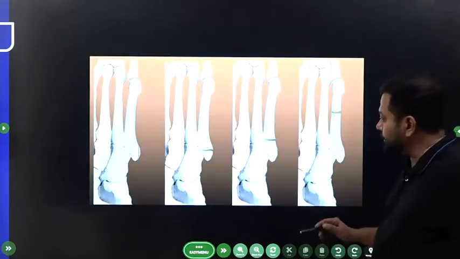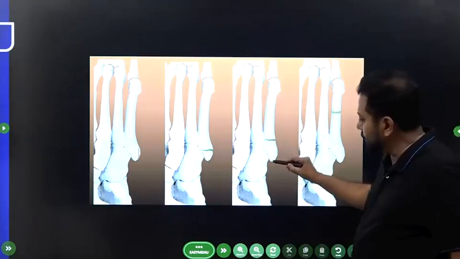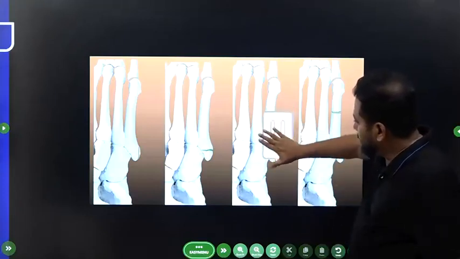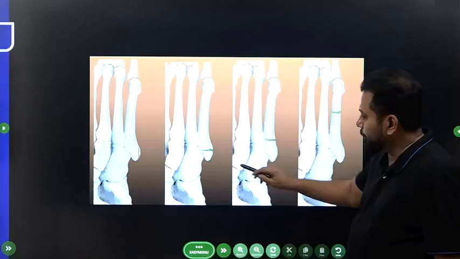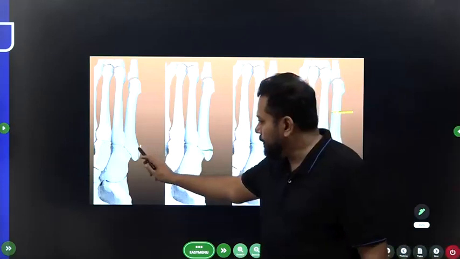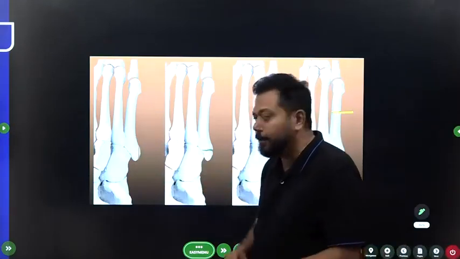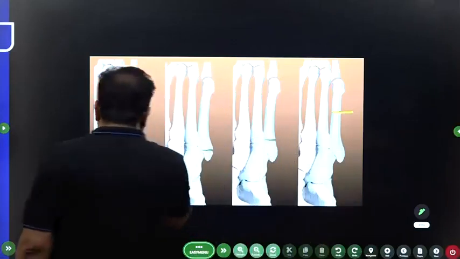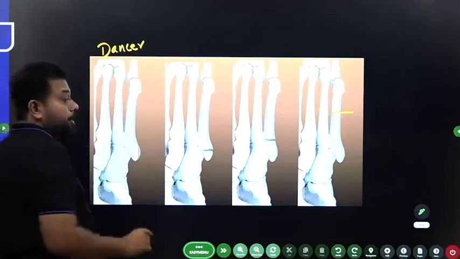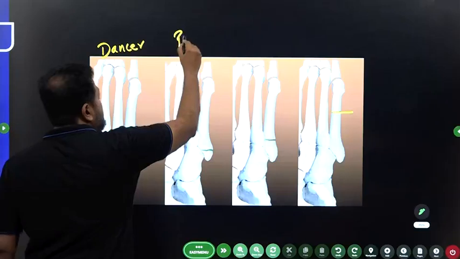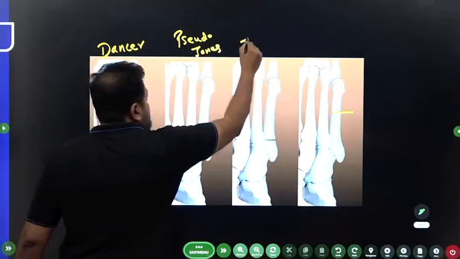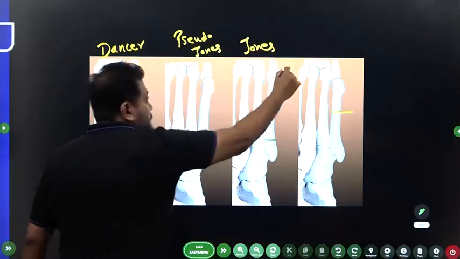Look at these diagrams. You see classical Jones. This is the tuberosity, 1.5 centimeter from the tuberosity. This is called a Jones fracture. This is very close, pseudo Jones fracture. This is a March fracture. This is called, the tuberosity tip is avulsed, no? This is called dancer's fracture. Right? Image based MCQs. This is called a pseudo Jones, not original Jones. This is a Jones, classical Jones. This is classical March.